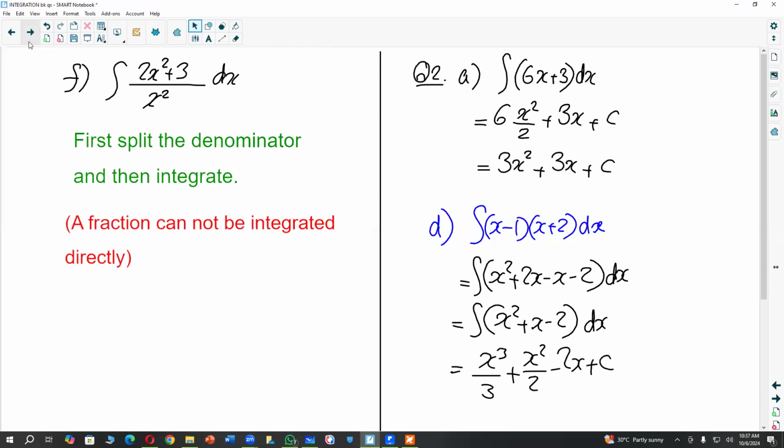Okay. Now look at part number F. It's a fraction. First, split the denominator and then integrate. A fraction cannot be integrated directly. So when you split the denominator, it becomes 1 over x squared. Then you bring it up to its numerator form. Then it becomes x raised to the power negative 2. You first split it and then you bring it up. Right, this is right. So let's try this option.